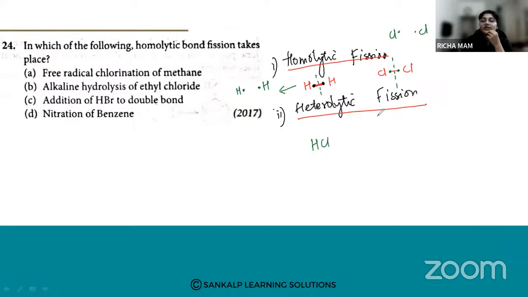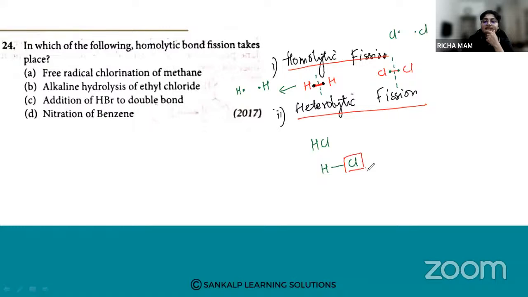So, heterolytic fission takes place between two different atoms. Suppose I have taken here HCl, between hydrogen and chlorine. So these are two different atoms. Can anybody tell me which is the highly electronegative atom between these two? It is the chlorine, right? Chlorine is the highly electronegative atom.